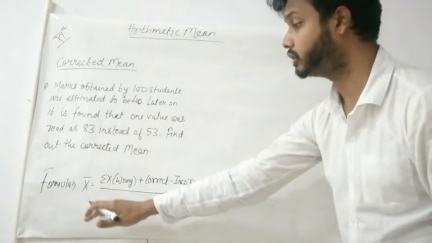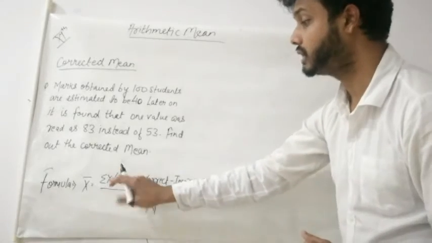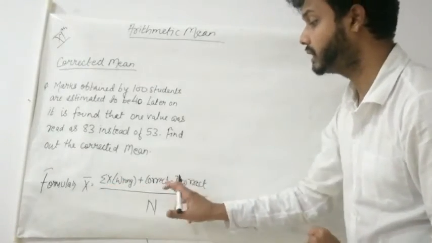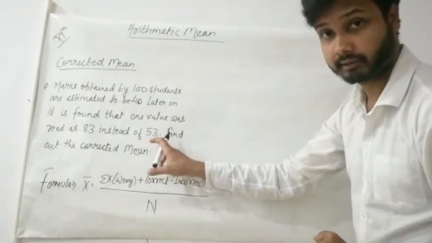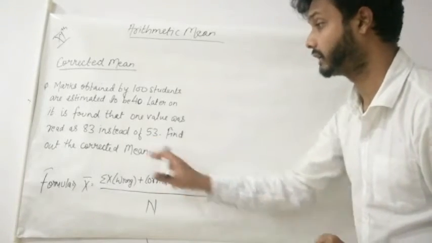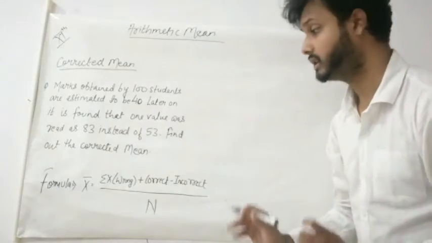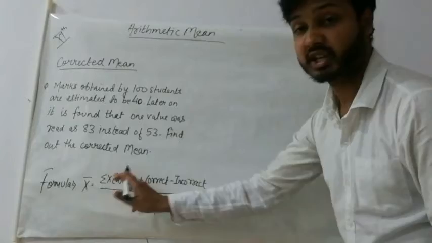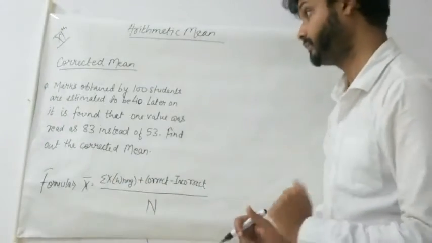See here the formula used is mean is equal to summation of x, whatever wrong value that we have, plus correct value, this is our correct value, minus incorrect, this is incorrect value. Okay, let us see how we will approach. Firstly students, we need to find summation of x. This we are not having. So how can we find that?